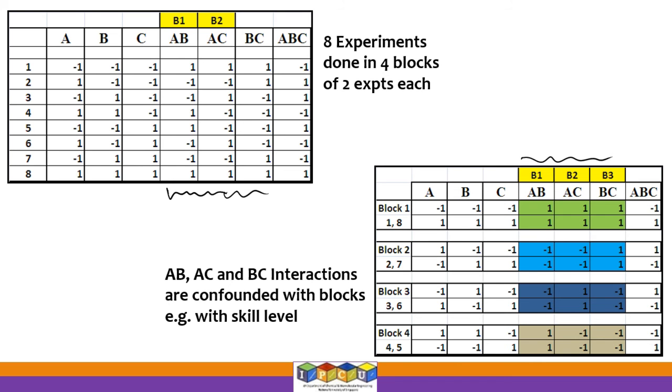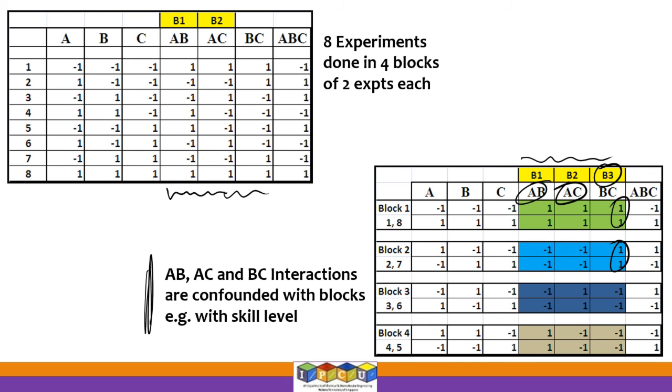Any 2 of them would decide which block the experiment goes to, but all the 3 will be confounded. All these 3 will be confounded by the skill level of the operators. So these interactions are confounded, as you can see here. So if you take AB, let's say here B1 and B2 are the basic blocking factors, and B3, let's say, is the derived one, right? So you take these 2, you multiply, you get BC. So if you take BC is equal to +1, it will either be in the green block or in the blue block.